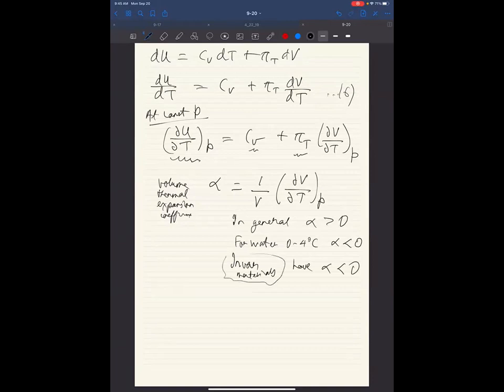So can we show something about alpha for an ideal gas? Can we write down an expression for alpha for an ideal gas? We can actually write down alpha rigorously, exactly. Why?